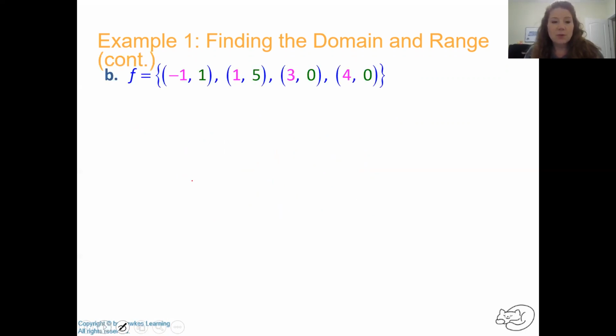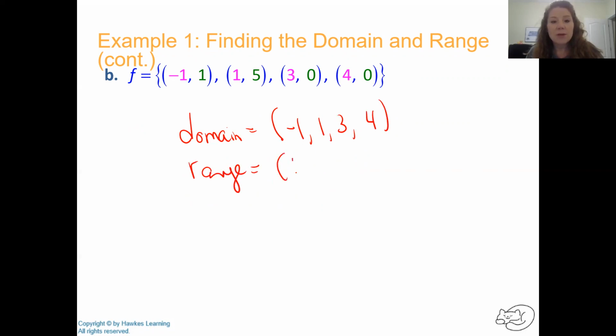So what about this one? What are the values for the domain? The domain includes -1, 1, 3, and 4, and the range are the y values. So we have 1, 5, and 0. Easy peasy.